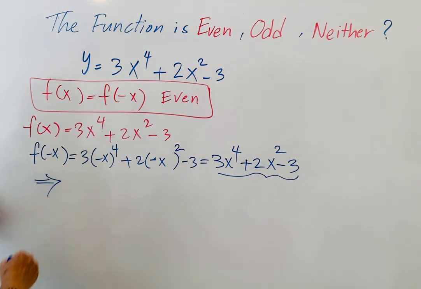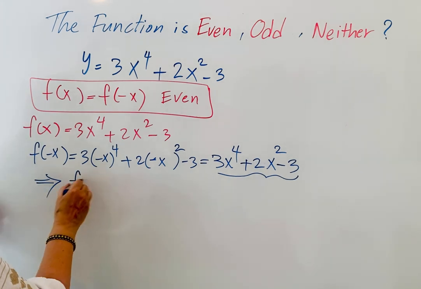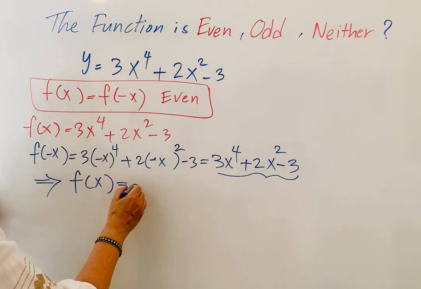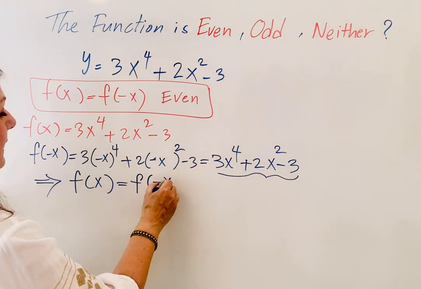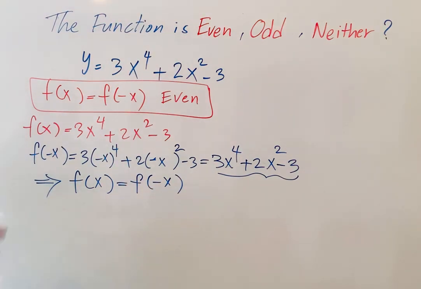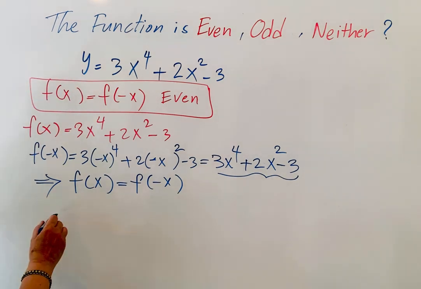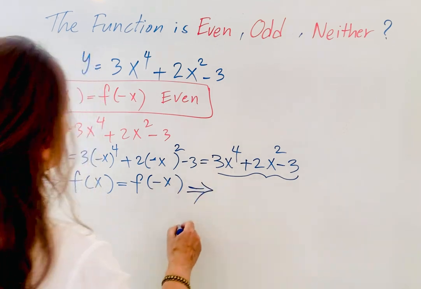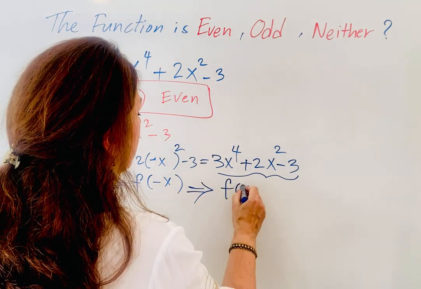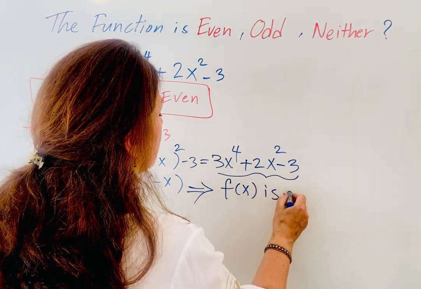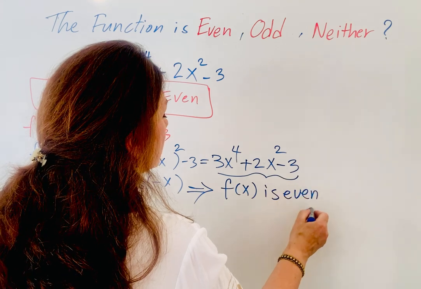So this implies that f of x is exactly equal to f of negative x. So this function is an even function. F of x is an even function.